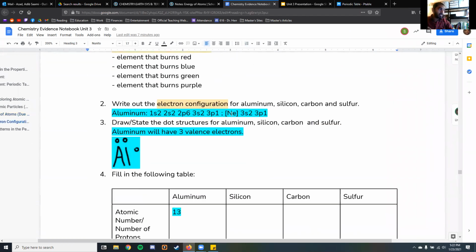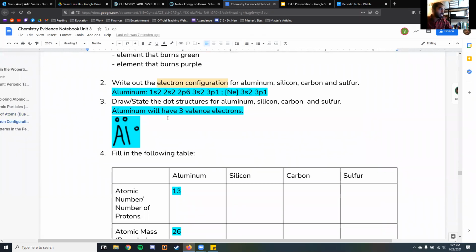Next up, we want the electron configurations for aluminum, silicon, carbon, and sulfur. I've worked with you guys to do aluminum. Up to you to find silicon, carbon, and sulfur. Next up, state the dot structures for aluminum, silicon, carbon, and sulfur. We're working with the same elements every time here. If you, again, can't draw it up, a simple statement will do.